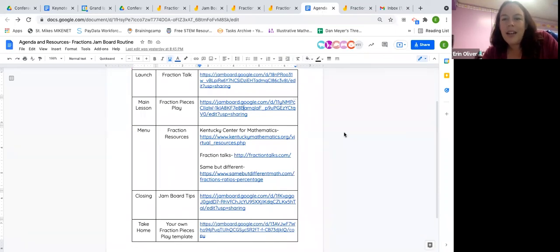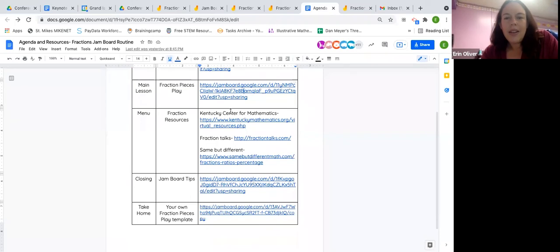In the agenda, there are 3 resources. These 3 resources I tend to go to a lot when I'm thinking about fraction stuff with students. So first, the Kentucky Center for Mathematics, they put out a ton of virtual resources. I don't know if it was around the time of the pandemic, that's when I found them. And maybe they had these resources before.